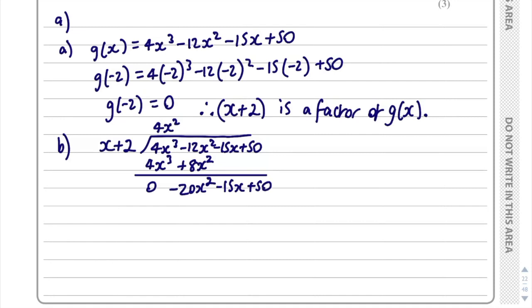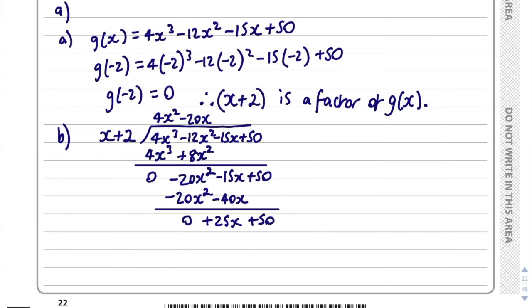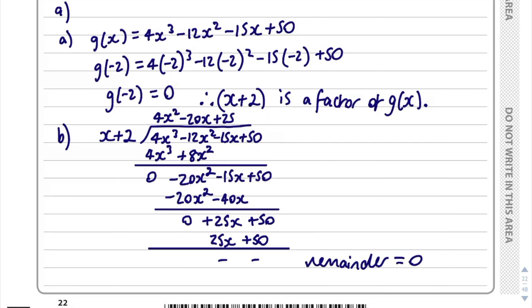And I can divide the minus 20x squared by the x, so I get minus 20x. And I can multiply the minus 20x by the x, so I get minus 20x squared, and the minus 20x by the 2, so I get minus 40x. Subtract these results, I get 0, and then I get plus 25x plus 50. And then I can divide the 25x by the x, so I get plus 25. Multiply the 25 by the x, so we get 25x, then multiply 25 by the 2, so we get plus 50. Subtract those two results, and I am left with nothing, so my remainder is 0. So I have a quadratic factor with no remainder, which is 4x squared minus 20x plus 25.